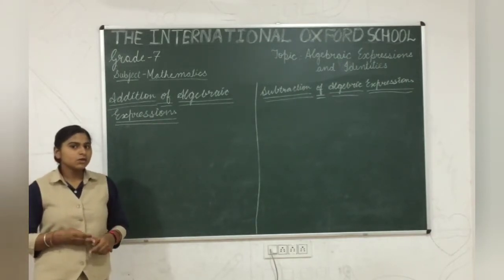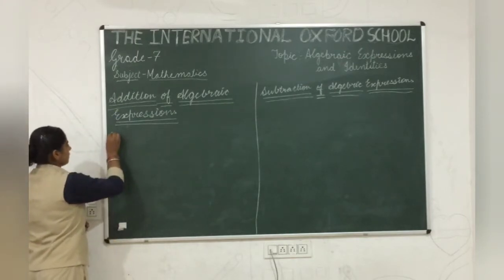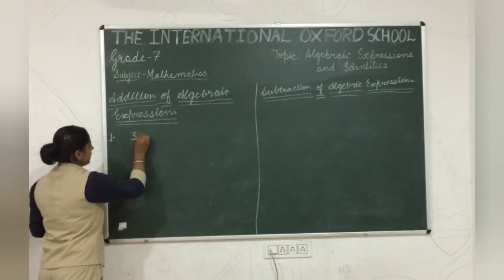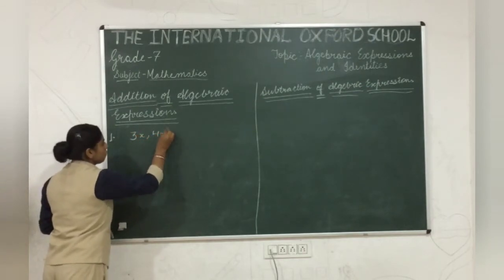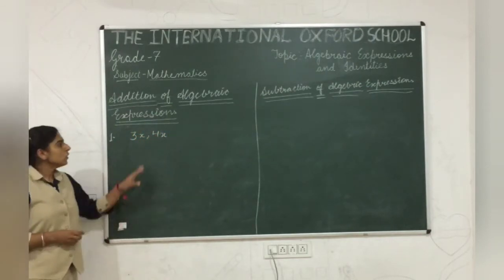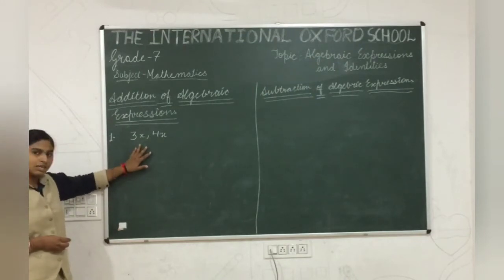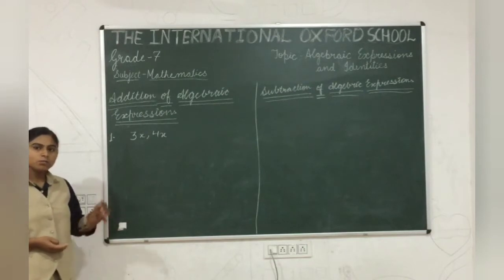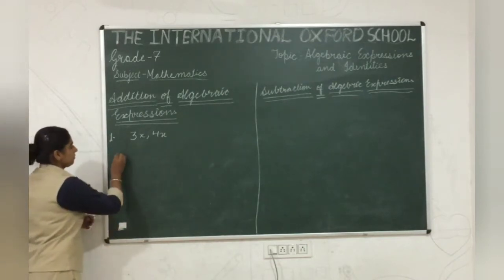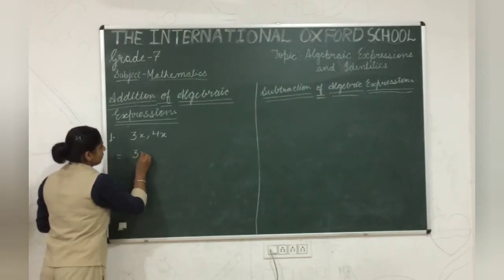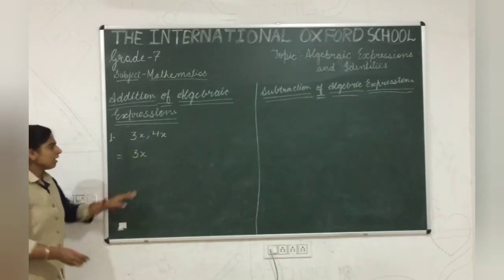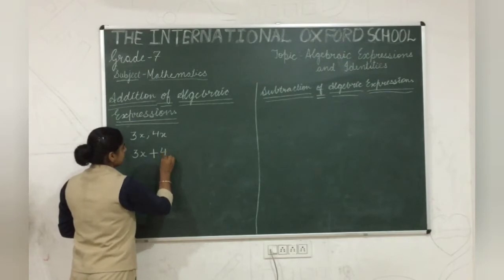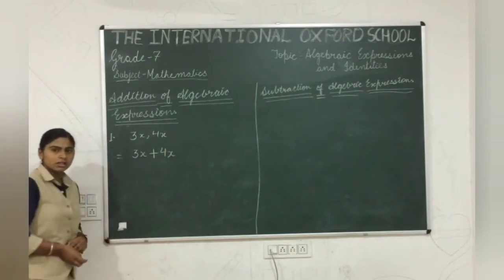So let's take two terms. The first one is 3x and the second one is 4x. Now we will add both of these terms. So firstly write 3x as it is. After this the sign of addition, and after this the second term, that is 4x.